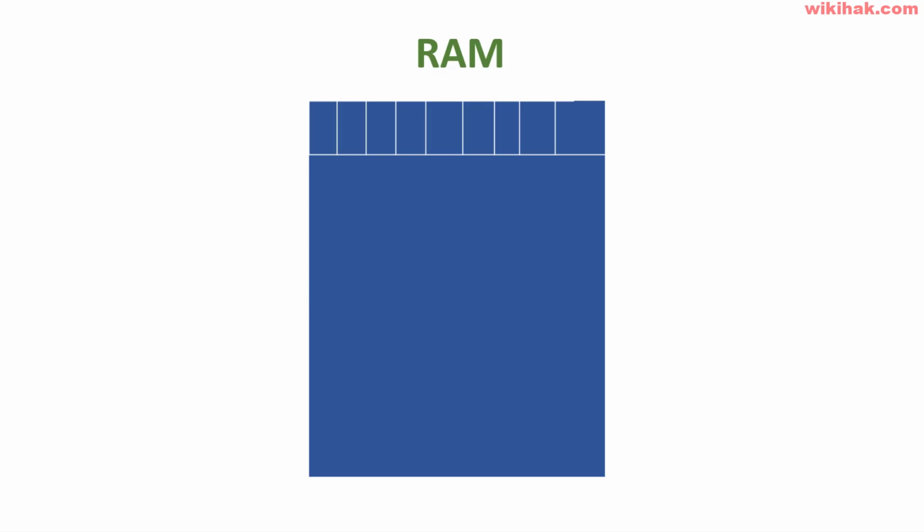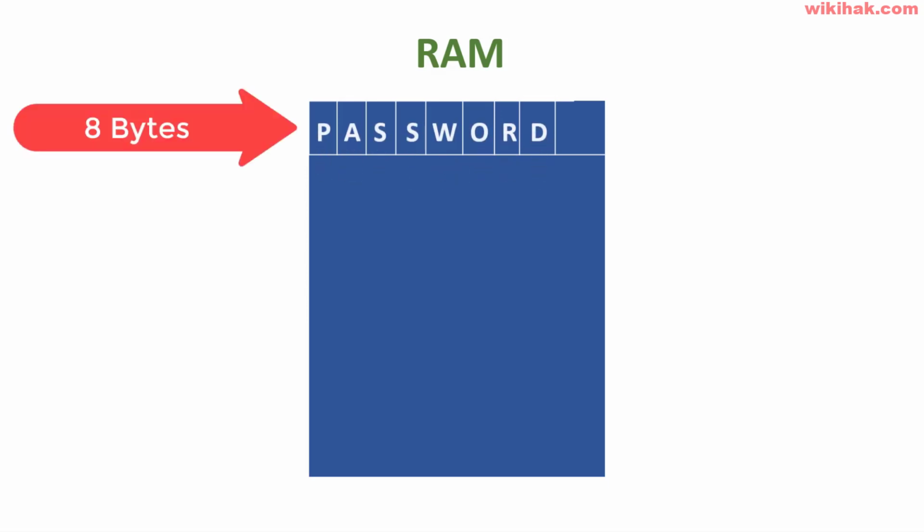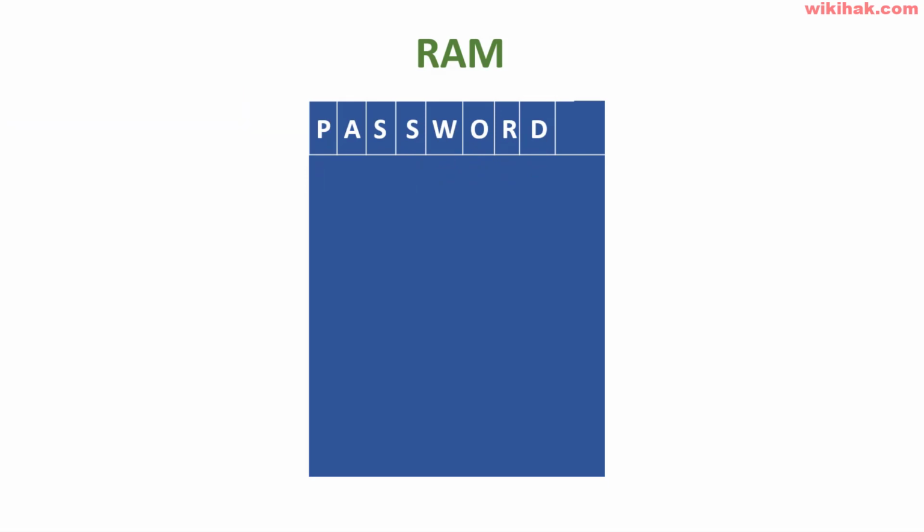So let's imagine that this is the RAM, for example, and we have 8 bytes here that will contain 8 characters. So the operating system has now given me these 8 bytes and they are related to my program. It can read from it and write to it.